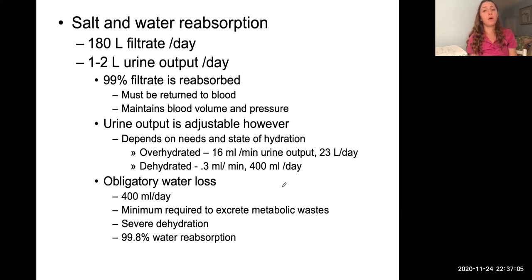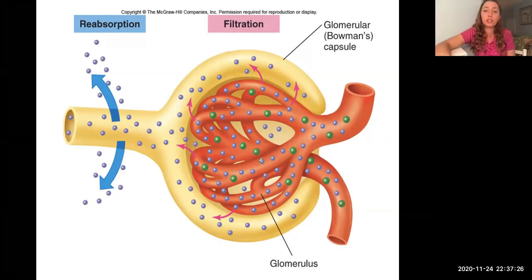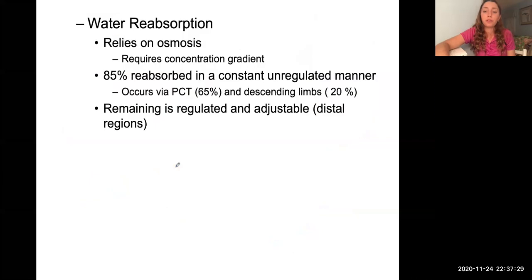The obligatory water loss, that's just saying from extreme severe dehydration, 99.8% of water is reabsorbed, and that's required to excrete metabolic waste. Just showing you reabsorption, filtration, and so on. Water reabsorption relies on osmosis, and this is going to talk about the same thing we just talked about before.